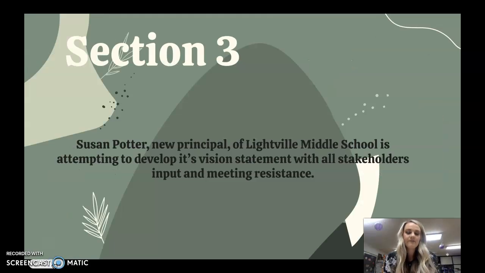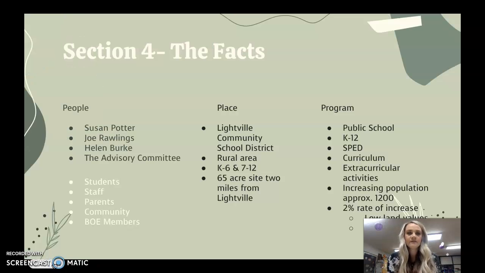So Section 3. Susan Potter, myself, the new principal of Lightville Middle School, is attempting to develop its vision statement with all stakeholders' input and is meeting resistance. So the facts. The first set of people that I listed are the people that it affects immediately. And then the second list of people that I have on here is who I included that it could affect long-term if it's not resolved in a respectable and manageable way.